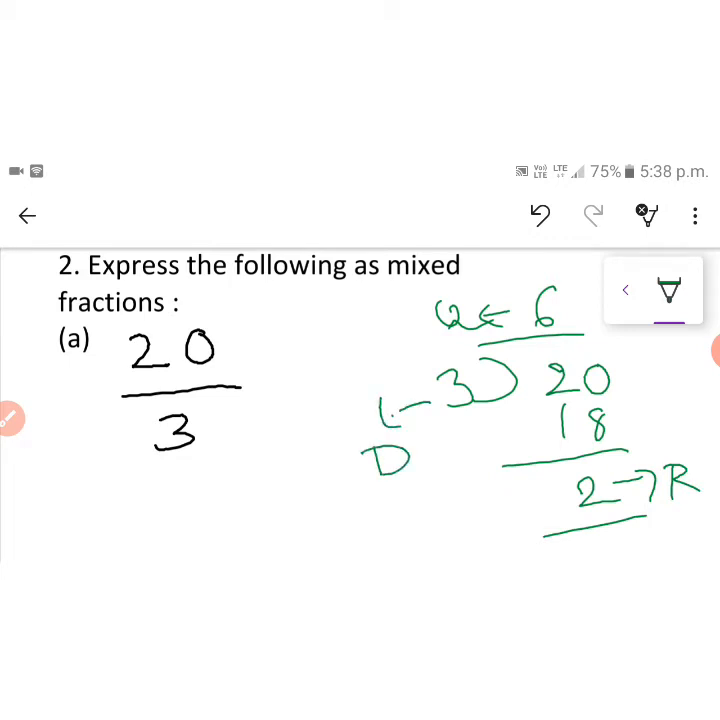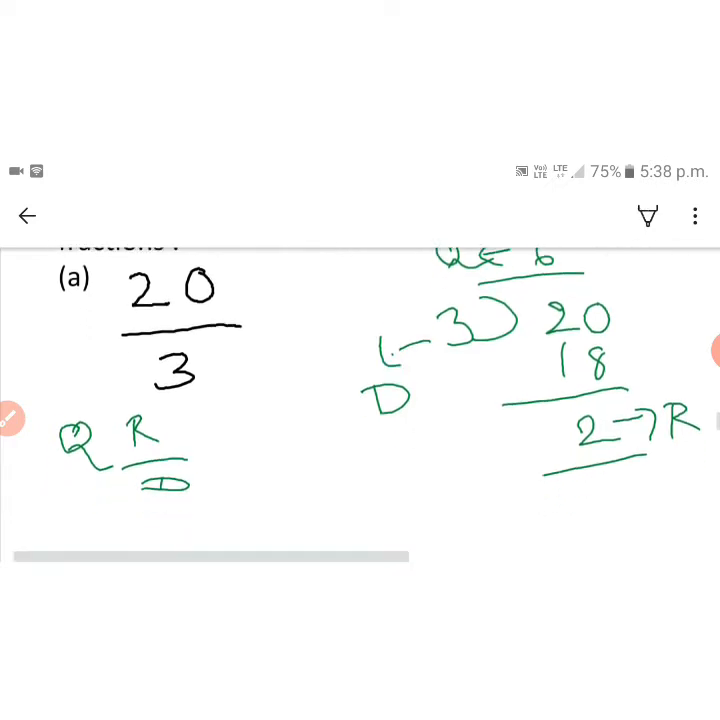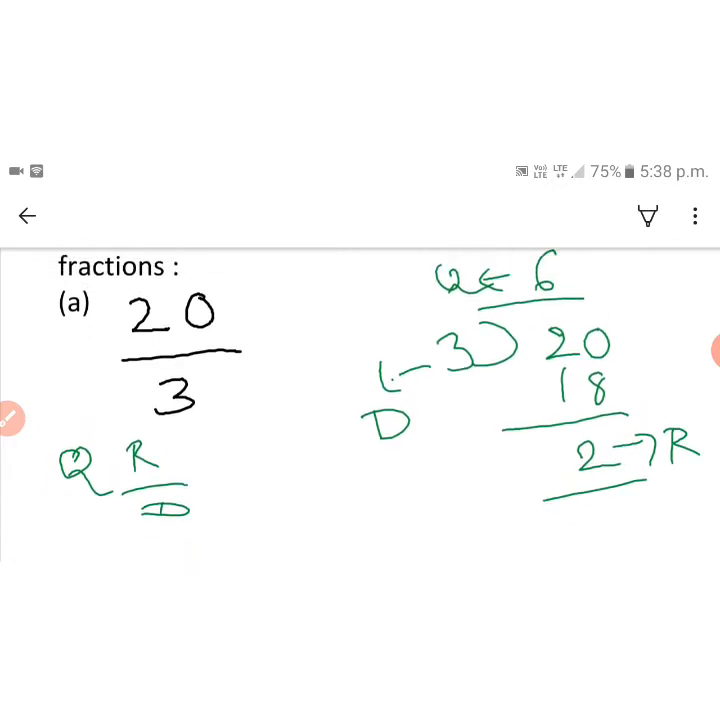The mixed fraction will be written as quotient, remainder by divisor. Therefore, the quotient is 6, the remainder is 2, and the divisor is 3. The answer is 6, 2 by 3.